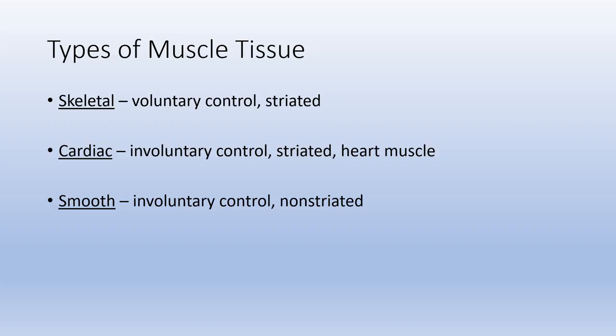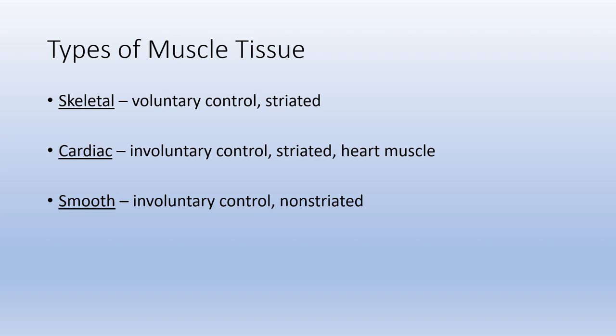Cardiac muscle is involuntary, so you cannot control it. It is also striated, meaning it has those stripes when you look at it. Now, when you look at it under the microscope, there will be a lot of branching to it. And each cell only has one nucleus. Skeletal cells may have more than one. Cardiac is found only in the heart.